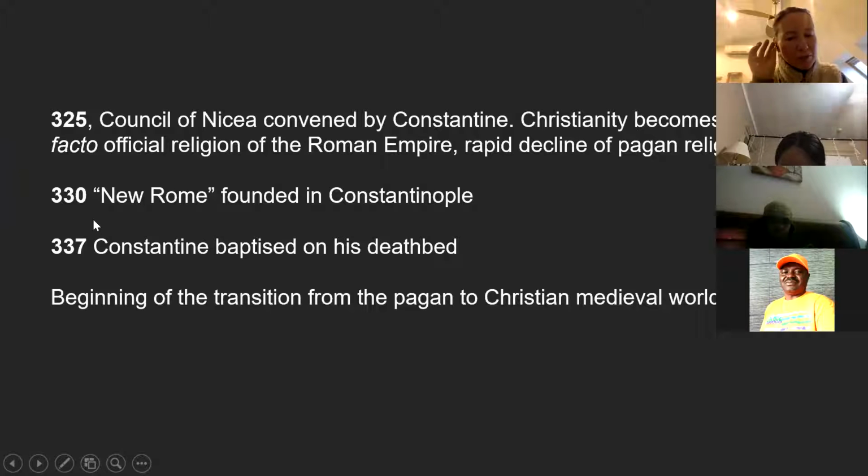So again, with the change of mentality, suddenly comes a whole new era, and actually the demise of the Roman Republic. In 330, the new Rome is founded in Constantinople. Constantine is baptized on his deathbed, beginning of the transition from the pagan to the Christian medieval world.